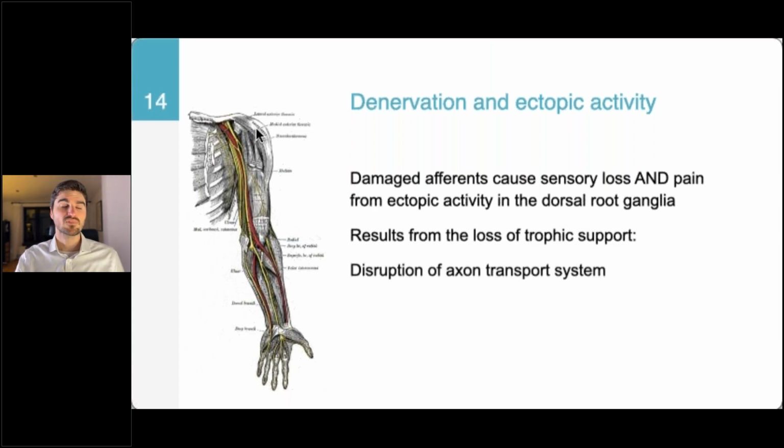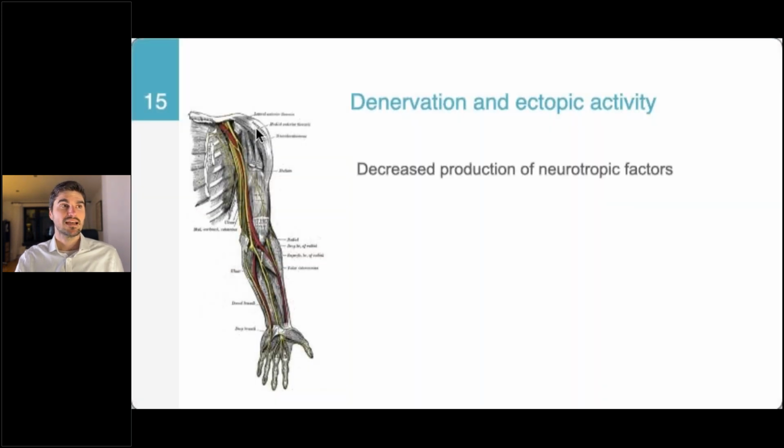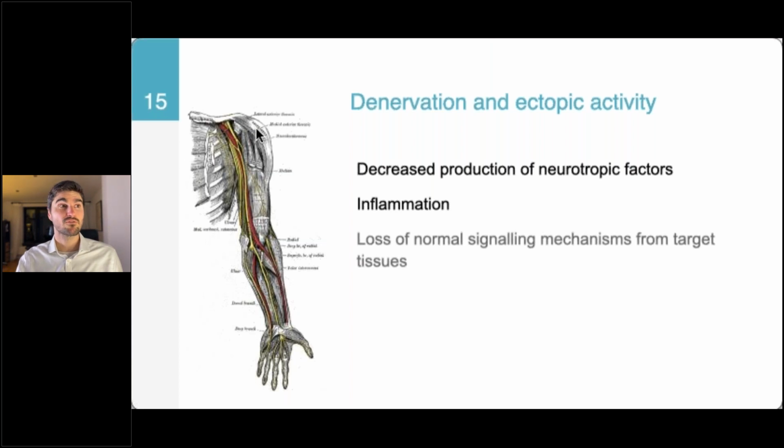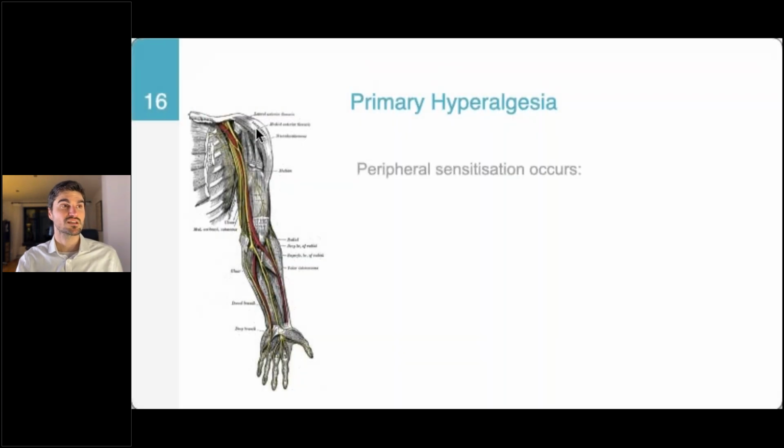So we have disruption of the axon transport system that we talked about. We have reduced neurotrophic factors we talked about. We have increasing inflammation, and we have a loss of normal signaling mechanisms from target tissue. So that's everything we just talked about, so let's just skip through that. Hyperalgesia we talked about earlier.